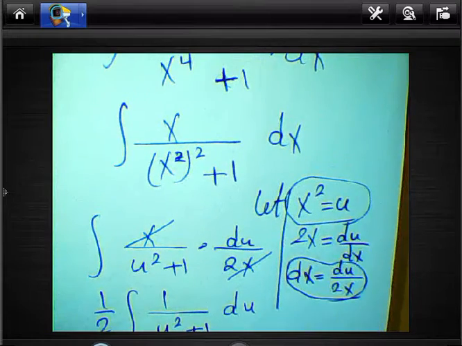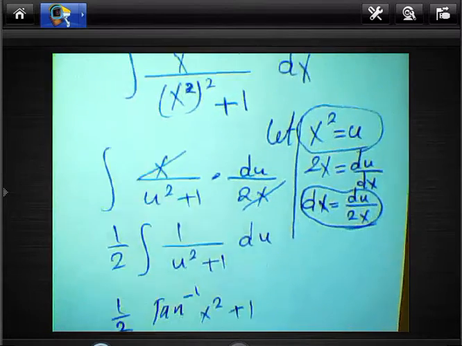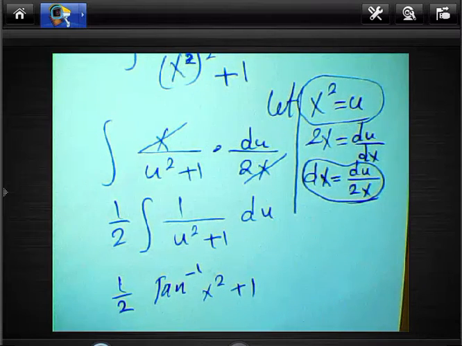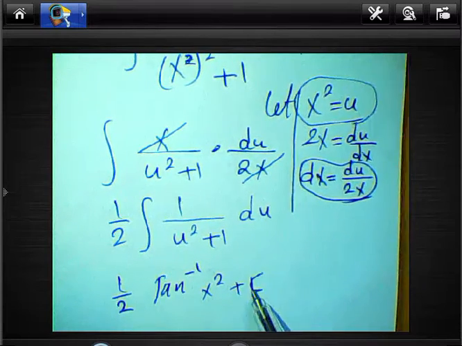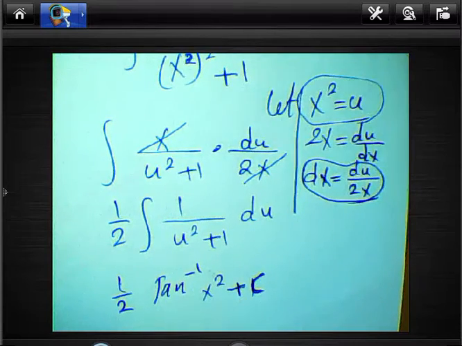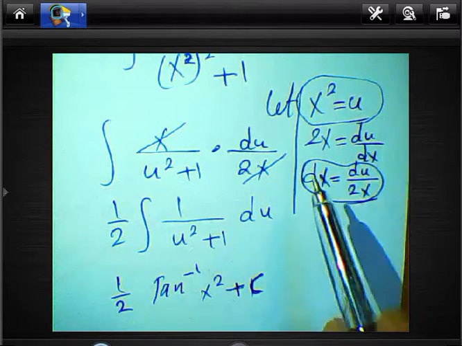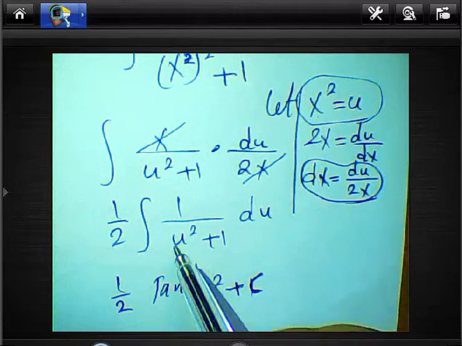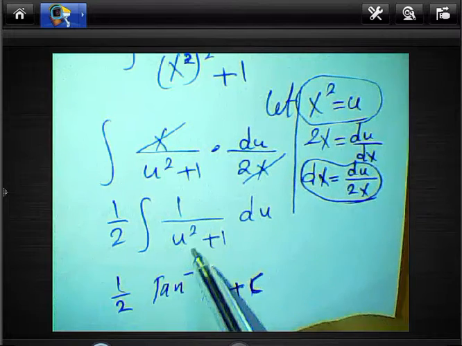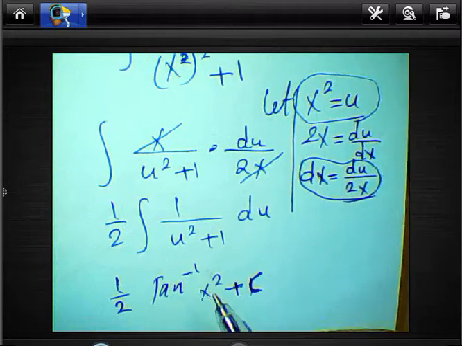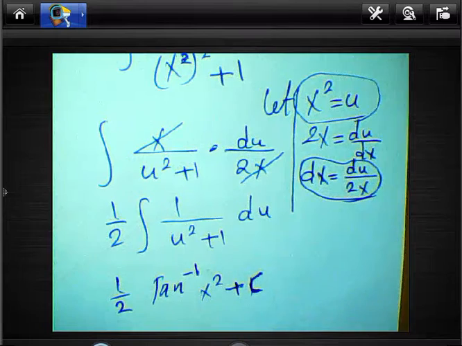We can write half tan to the power negative 1, it's the inverse of this function. Okay, this is the inverse of this function. We can write tan to the power negative 1 of x to the power 2, plus constant. Why? Because x to the power 2 equals u, so 1 over u to the power 2 plus 1 is the derivative of tan to the power negative 1 of this function, x to the power 2.